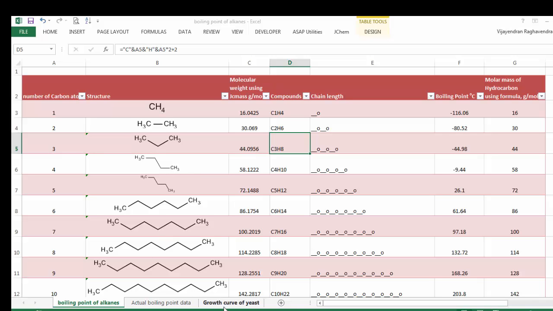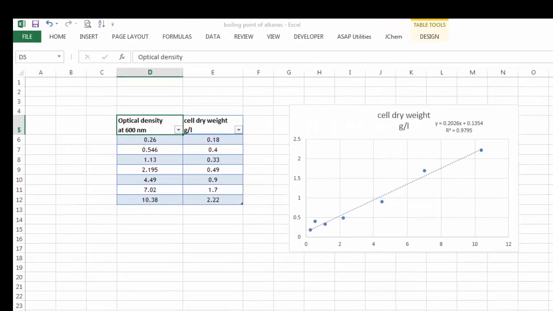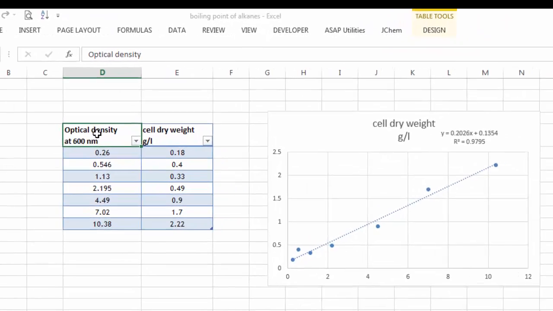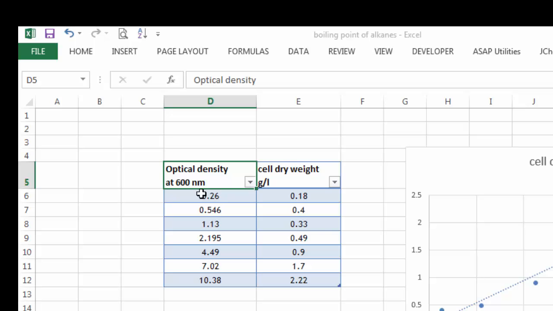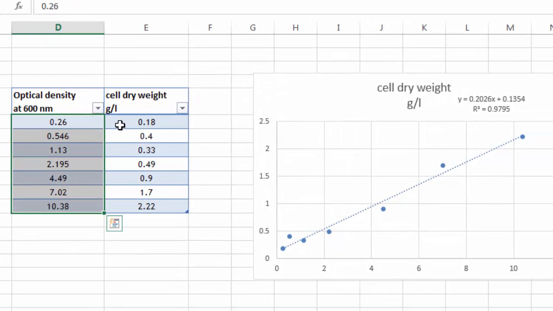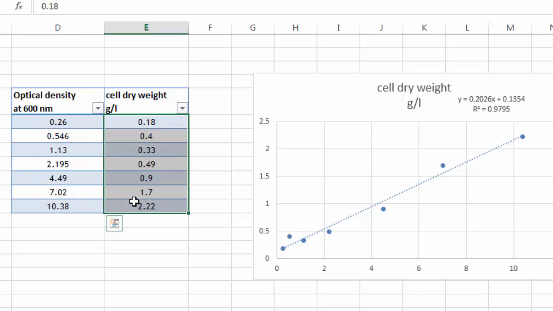Okay, the last one is a growth curve of yeast. So this is real data which is from my PhD thesis. So this is the optical density of yeast at 600 nanometers. So when the optical density increases, that means the number of yeast in the broth or the fermentation mixture increases. So that means the dry weight also increases. So I'm going to see if there is a linear correlation between the optical density and the dry weight.